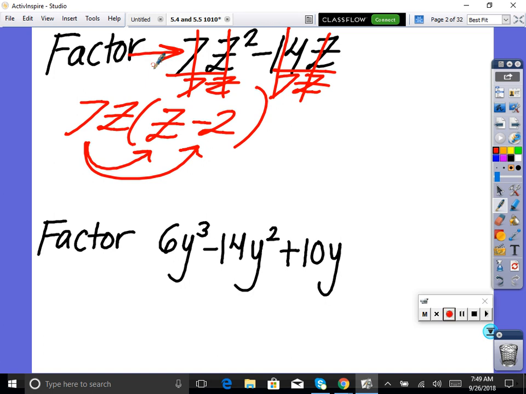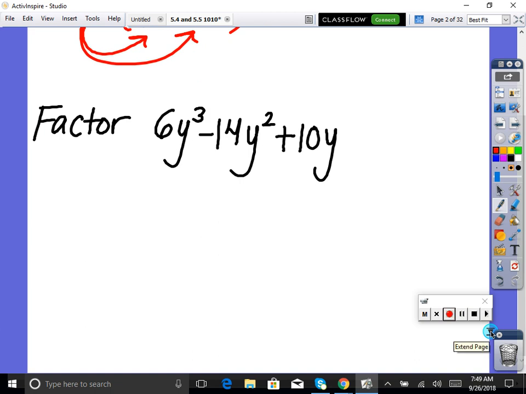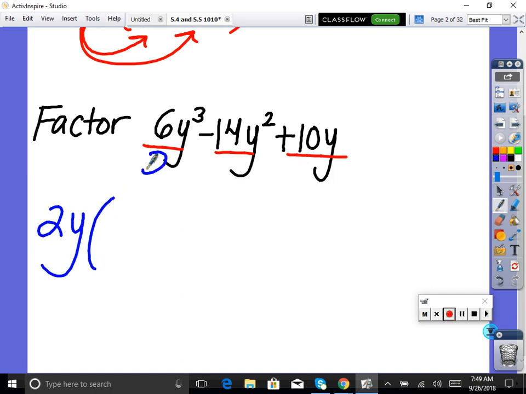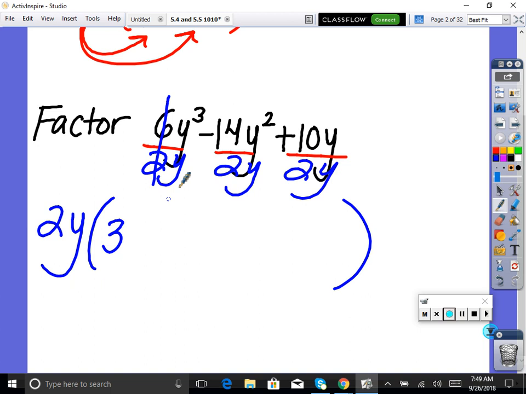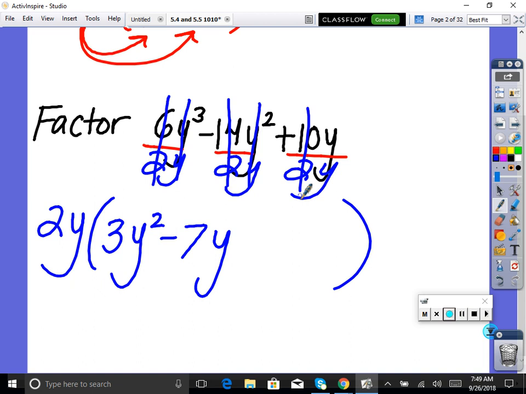Okay, looking at this one. This one has 3 terms: 1, 2, 3. What's the greatest thing in common? A 2 and a y. So I'd write 2y, parentheses, divide by 2y, divide by 2y, divide by 2y. So then left in the first term, 6 divided by 2 becomes a 3. y cubed and y divide out to become y squared. Negative 14 and 2, negative 7. y squared and y divide out to become a y. 10 and 2 divide out to become 5, and my y's divide out.